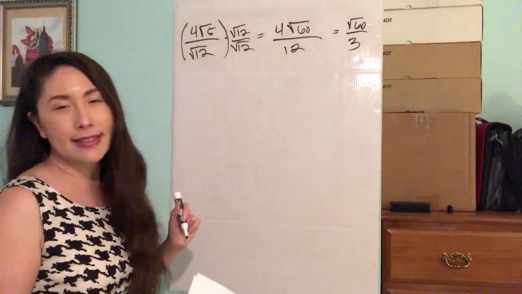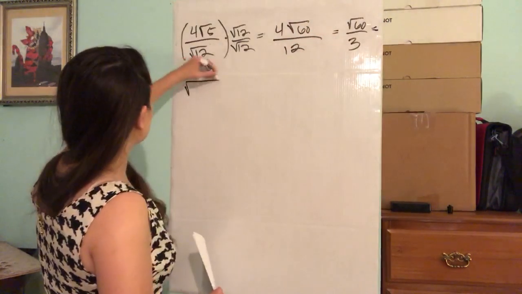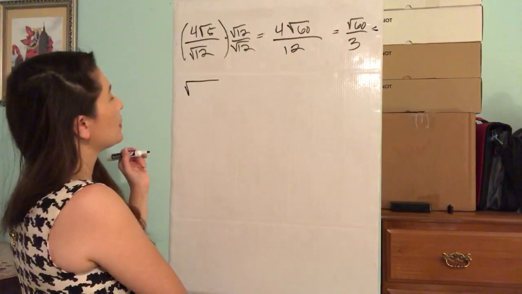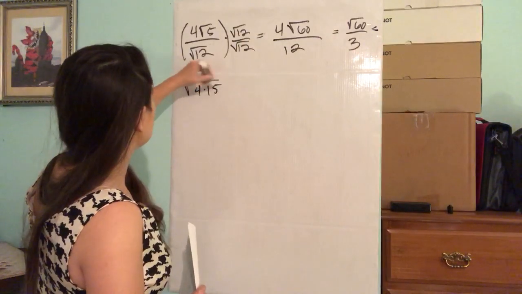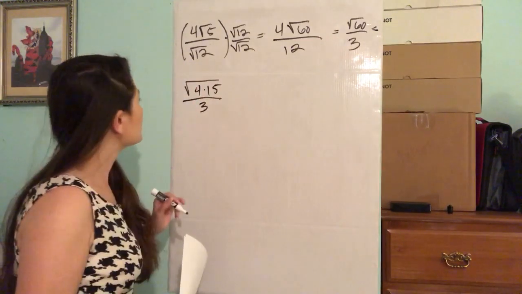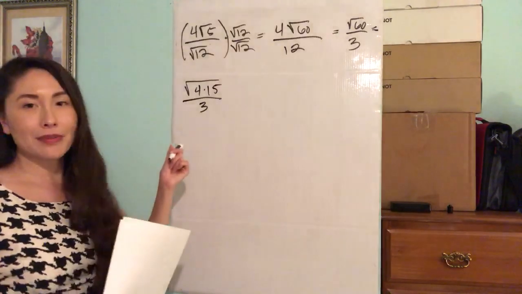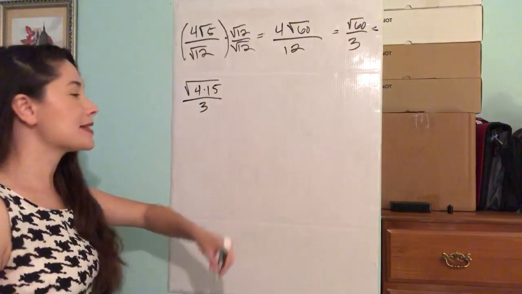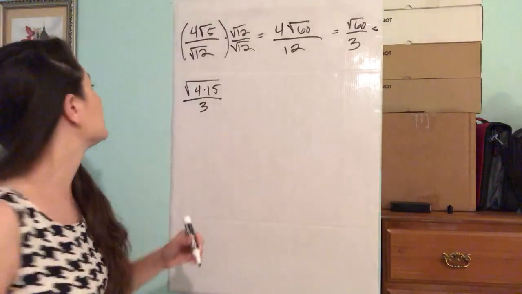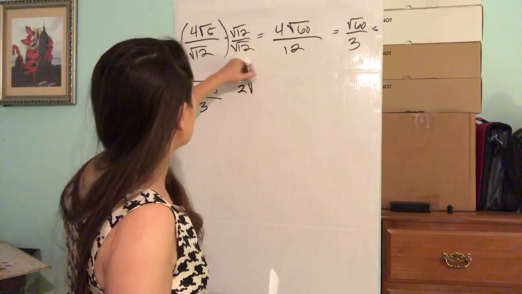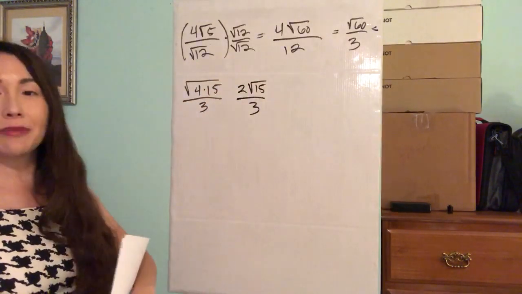Can this square root of 60, can 60 be broken down into anything more simple? So the square root of 60 can be broken down into square root of 4 and 15 over 3, okay? 4 times 15 gives you 60. What is the square root of 4? 2, right? So we can take the square root of 4 out of the radical, right? So we get 2 outside times the square root of 15 over 3. And I think you are done with that one.